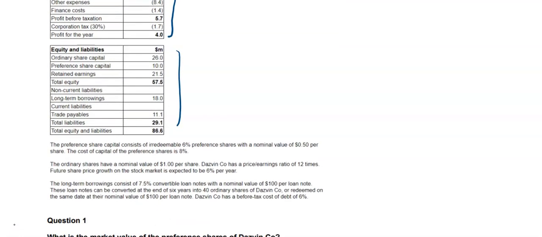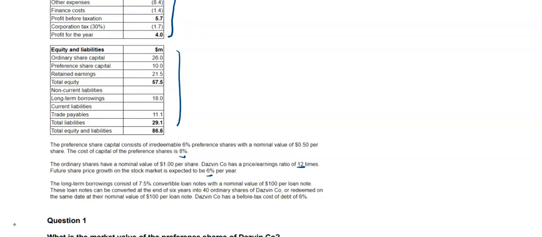The following information relates to D company, a company listed on a large stock market. The income statement and balance sheet are given. Preference share capital consists of irredeemable 6% preference shares with a nominal value of 0.5. The cost of capital of the preference shares is 8%. Ordinary shares have a nominal value of $1. The company has a P/E ratio of 12 times. Future share price growth on the stock market is expected to be 6%.